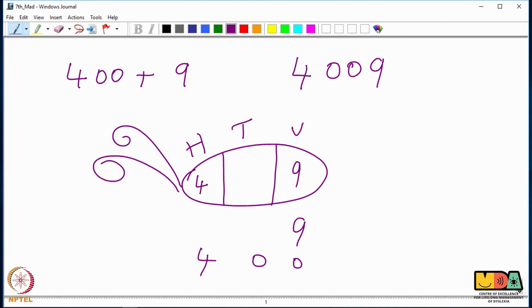But please remember, now no house or no section can be left empty. So, the child fills this with 0. So, the final answer: 400 plus 9 is equal to 409. Can we take one more number and do it?